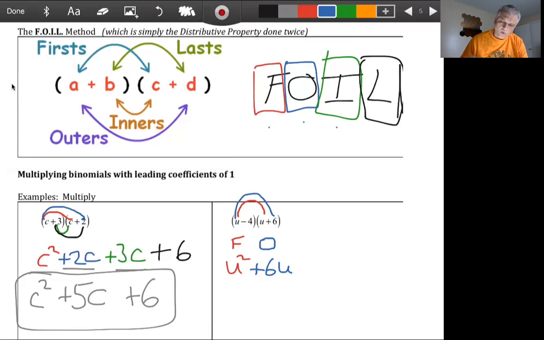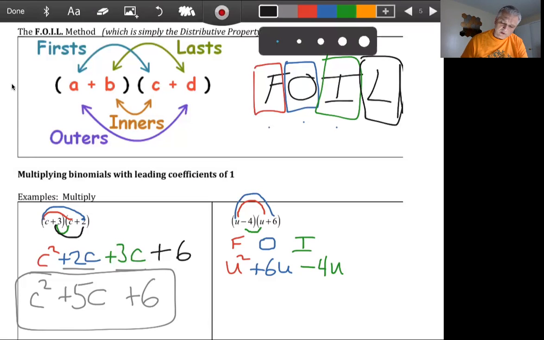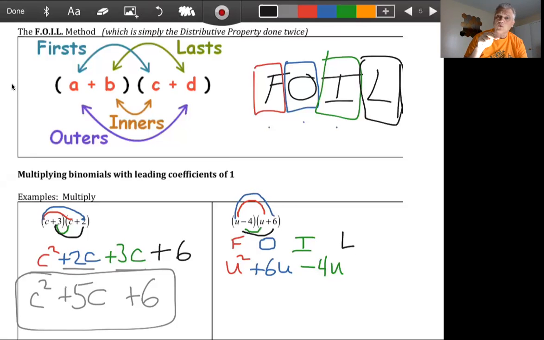We're going to take that -4, and we're going to multiply it by the other inner term, the u. So in FOIL, the two inner terms are -4 and u, so minus 4u. And then finally, we multiply that -4 times the plus 6. So the two last terms, the -4 is last in the first parentheses, the plus 6 is last in the second parentheses. Multiply them together for the last of your terms. -4 times plus 6, minus times plus is minus. 4 times 6 is 24.